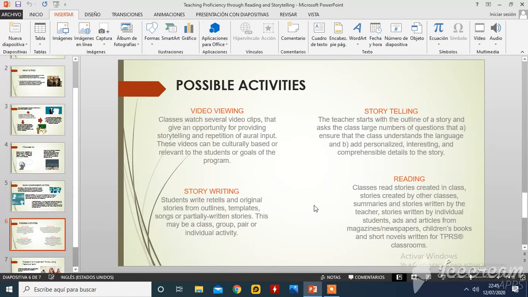And in reading, in this case, classes read stories created in class, stories created by other classes, summaries, and stories written by the teacher. Stories written by individual students, ads, and articles from magazines, papers, children's books, and short novels written for TPRS classrooms.